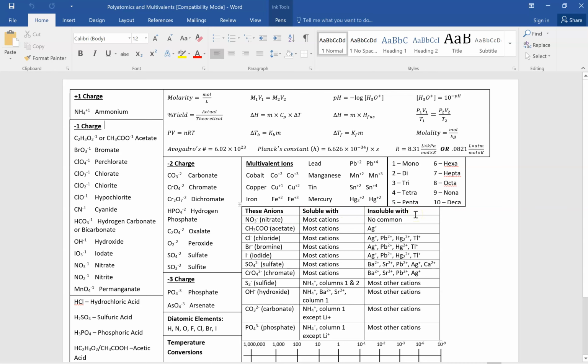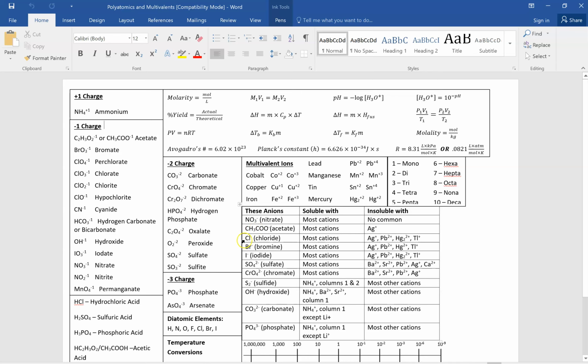So if we look at the first row there, NO3 or nitrate is soluble with almost everything. So almost every time nitrate is going to stay dissolved, no matter what it's paired with. It's insoluble with no common ions. If we look at acetate, the second row, that's soluble with almost everything, not soluble with silver. So if we have silver and acetate paired together, we would get a precipitate, or it wouldn't dissolve.